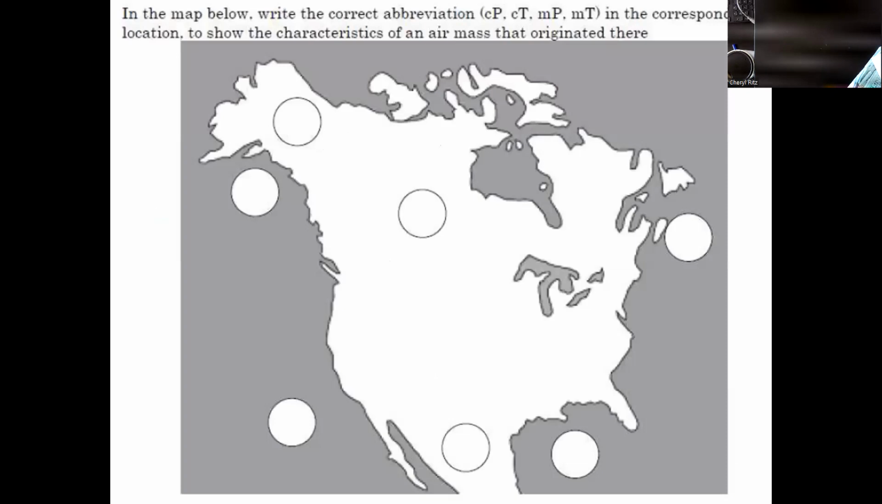So you now see this map, and these are the air masses where they're forming. So if an air mass forms, let's do this one in the bottom left. The first letter is going to be the M or the C. Why does this one get an M? Because it's over the water. So this lower left one is going to get an M.